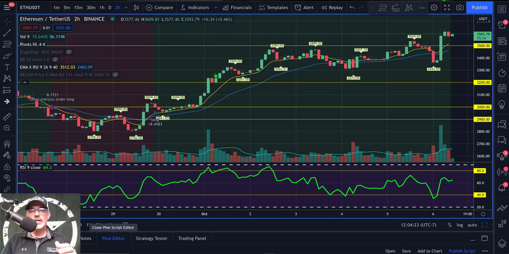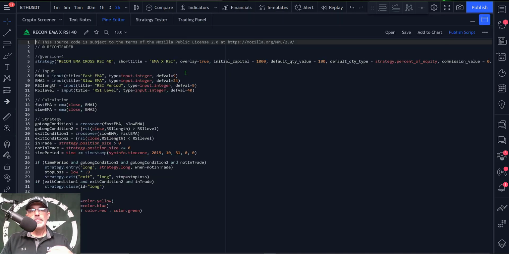Now, I actually created this strategy in the Pine editor for Tradingview, which you find the tab down here at the bottom of the screen. And if we pop up this screen for the Pine editor, you can see the code, and it's my Recon EMA cross RSI 40. And I did create a video on how to actually write this code, and I will drop a link to that in the description down below.